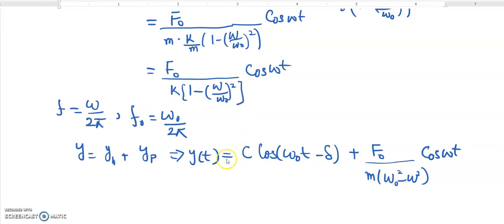Okay, so now we can represent y is equal to C cosine(omega naught t minus delta) plus F naught cosine(omega t) over m(omega naught squared minus omega squared), where we already know that C is equal to the square root of A squared plus B squared, and delta is equal to tan inverse of B over A. Okay.